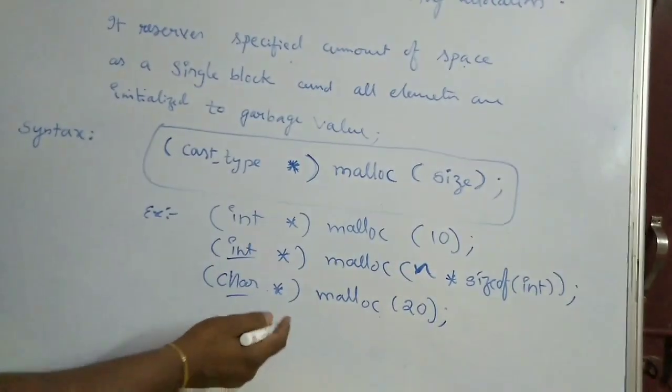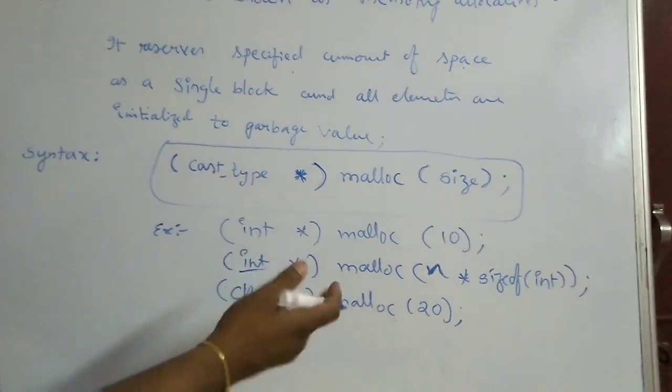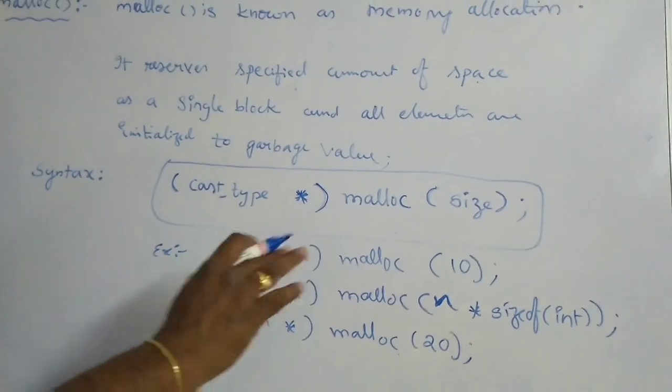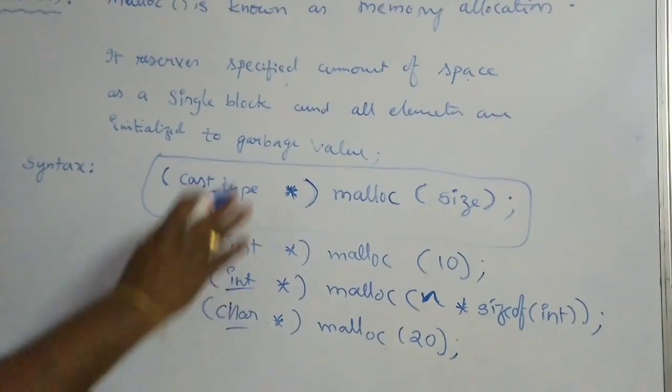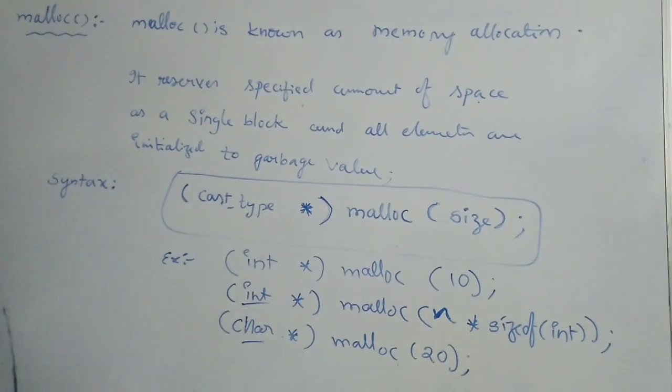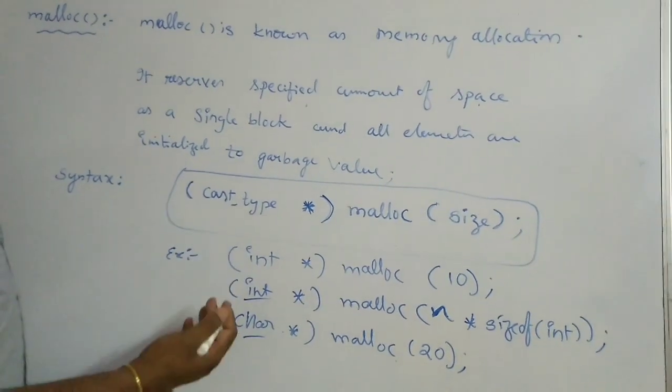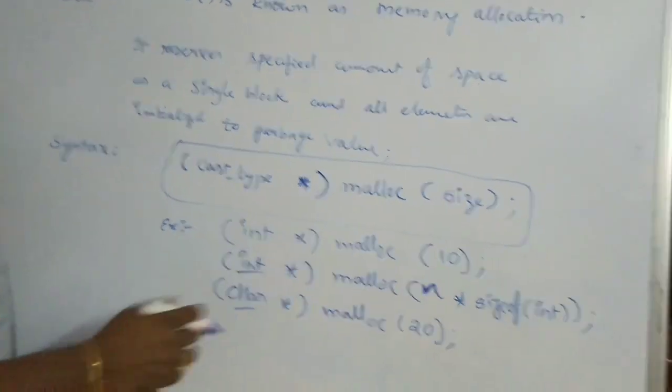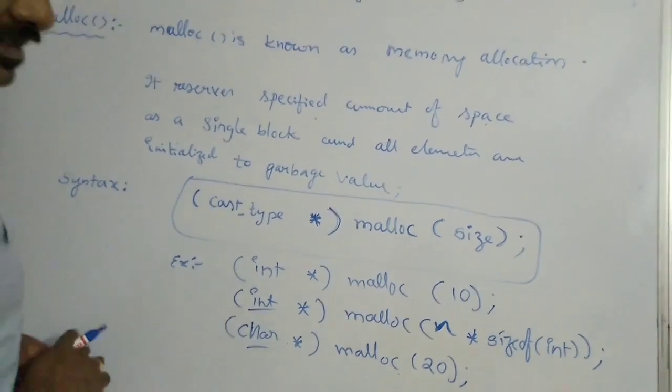Like for integer, character or float, whatever the data type, you can use malloc and reserve your specified amount of space. So this is about malloc. In case of integer values, you will have garbage values. Okay friends, so now let's show a small program where you can use this malloc function, with some example program.